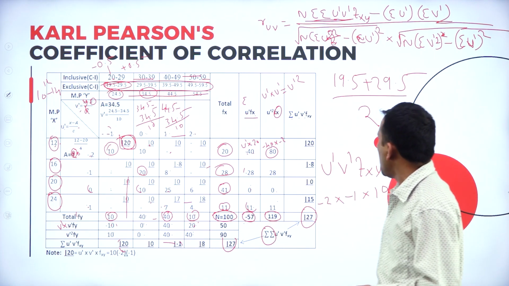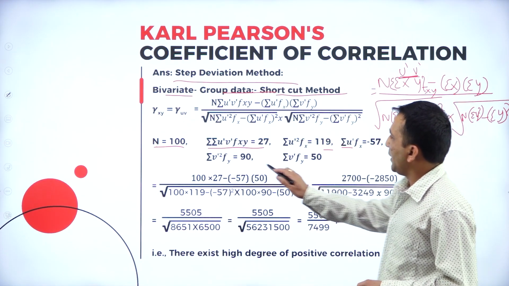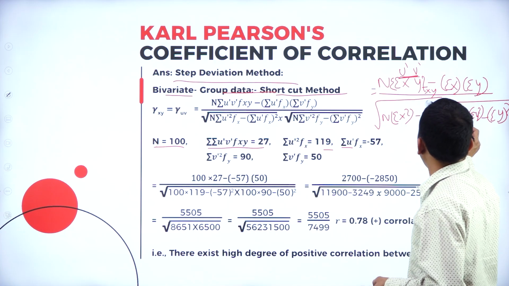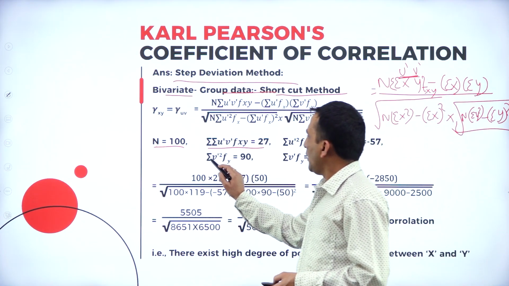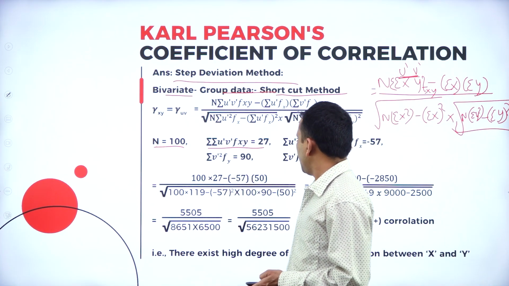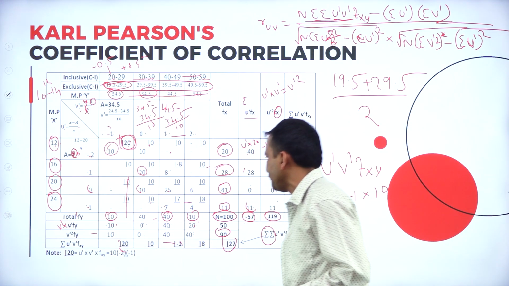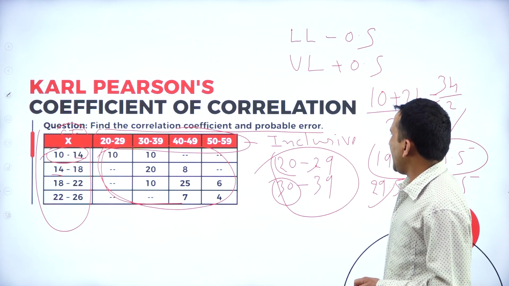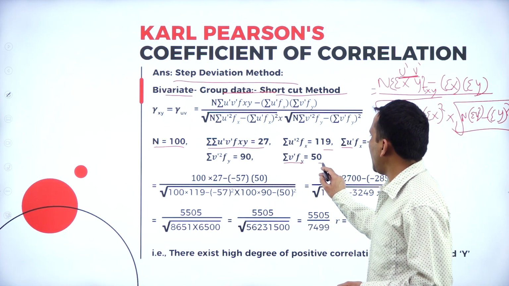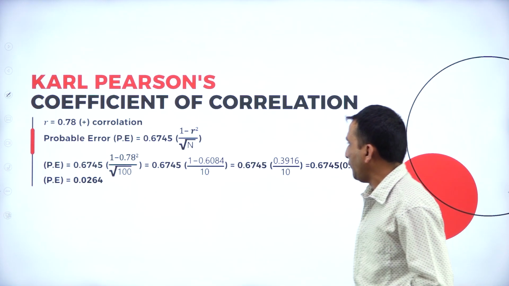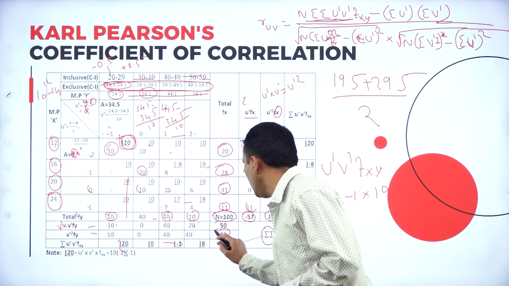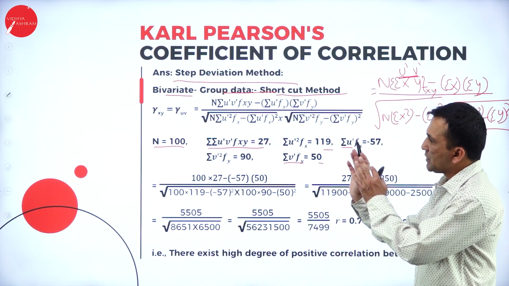Now whatever is required, again for the y series, sigma v dash square f we got 90. Next, sigma v dash f we got 50 total. Whatever is required, I have specified.